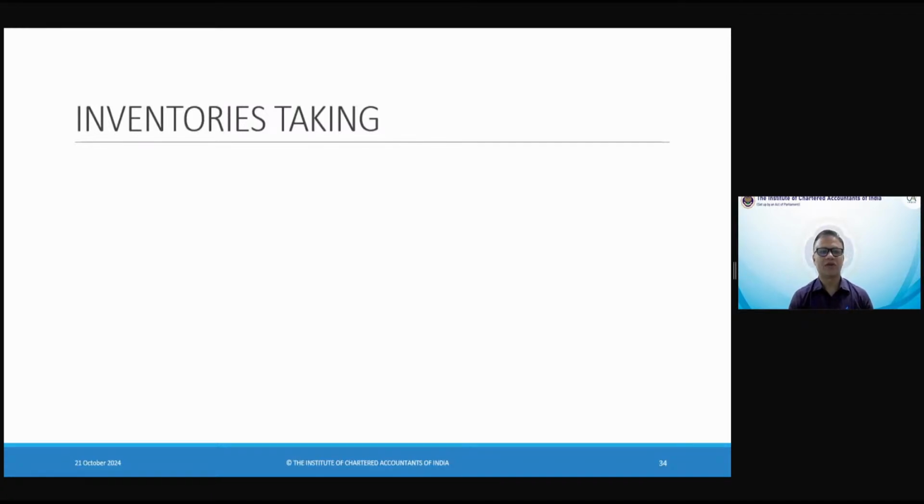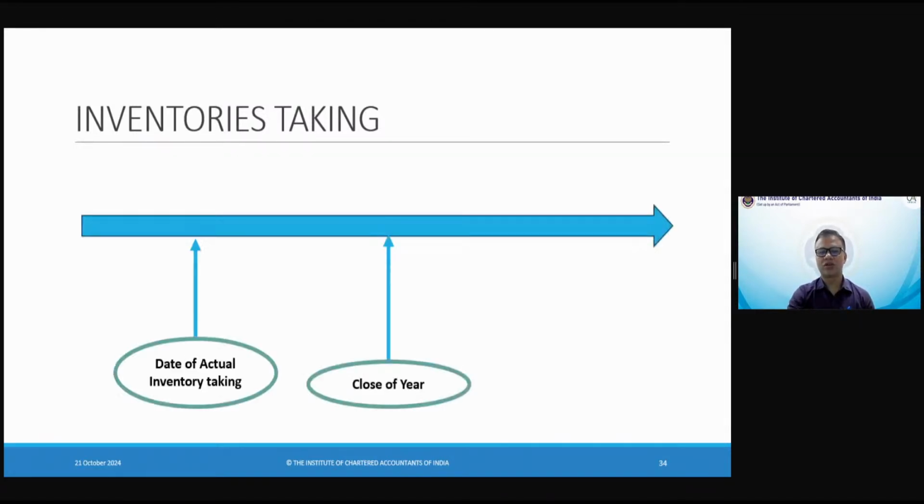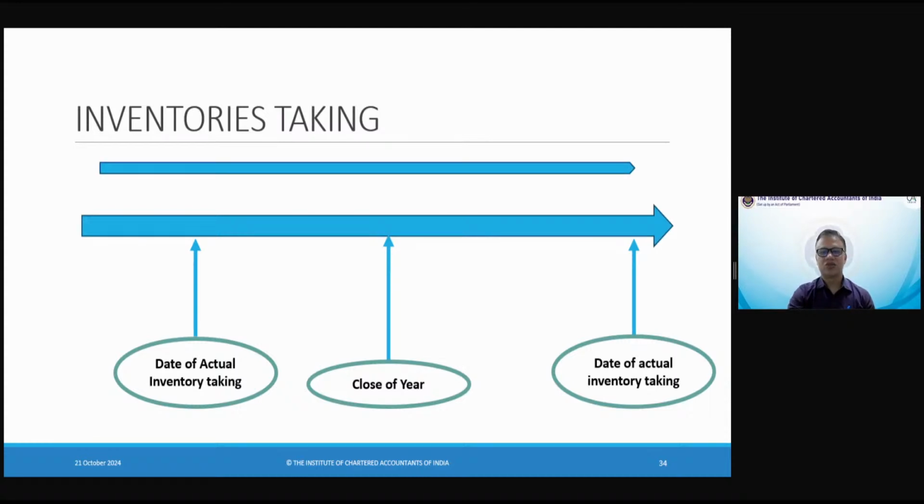So normally what happens, some time passes by, or you feel that, no, I will check it after this. The company decides that, yes, after this much time, I will check the inventory, what is the actual stock taking. Sometimes the close of the year, the stock taking may be coming before, or the stock taking may become after. So the date of actual inventory taking may be before or after, because you have to suspend all activities and check it, so that they will find out what should be the inventory at the close of the year.